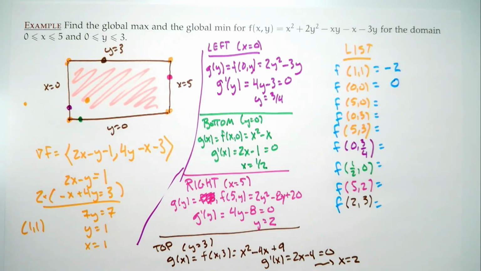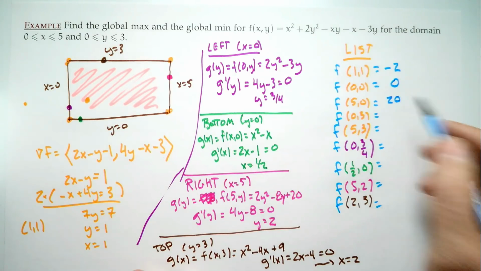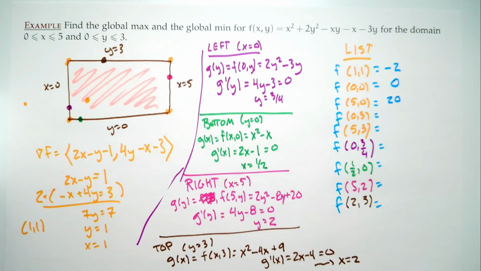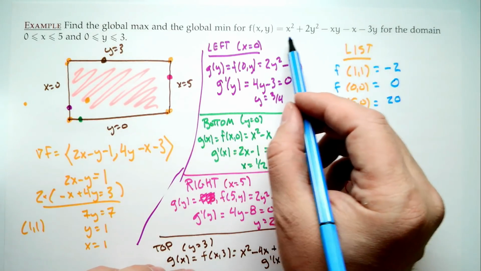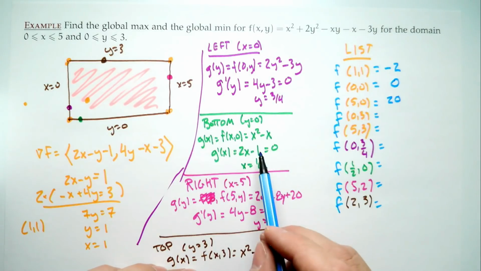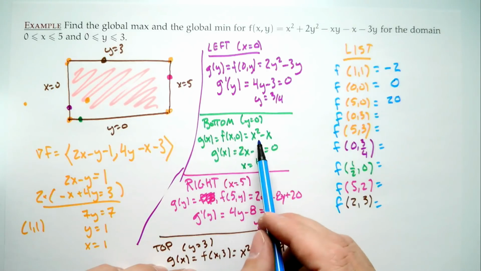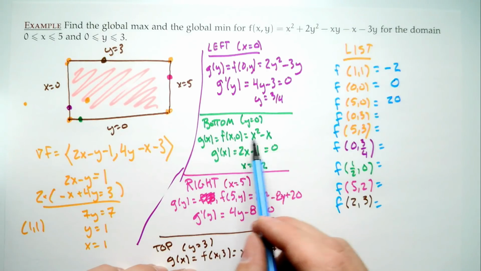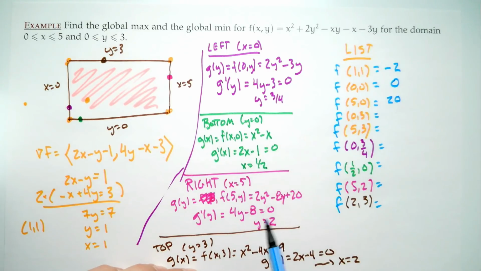5, 0 is something. Ah, come on, we can do better than that. What is 5, 0? It's 20. That's what I think 5, 0 should be. Now you might say, how did you do that so quickly? The answer is, I didn't look here. I looked here. f of 5, 0. Well, f of x, 0 is x squared minus x. So I plugged in 5. 5 squared minus 5. 20.